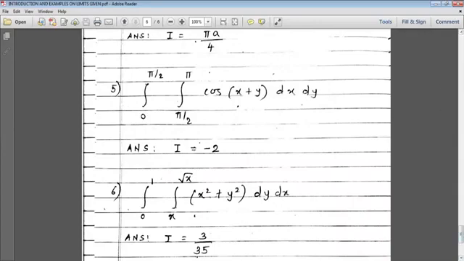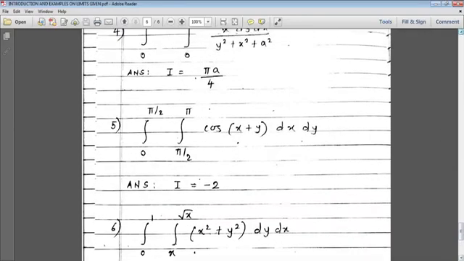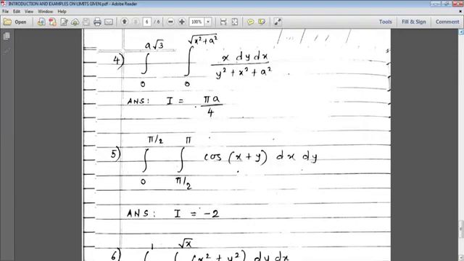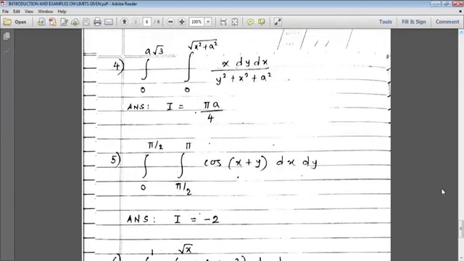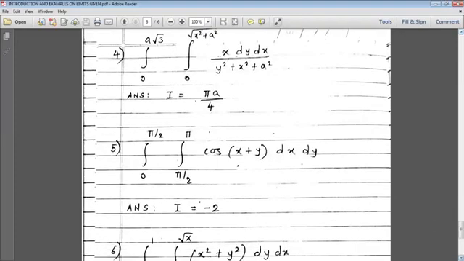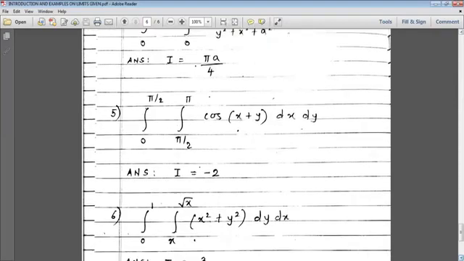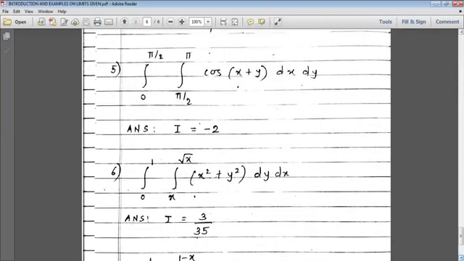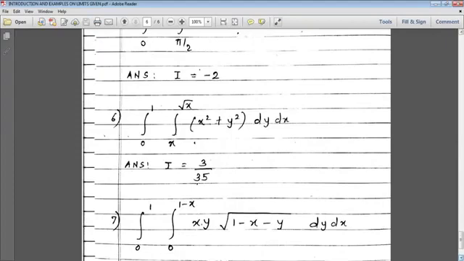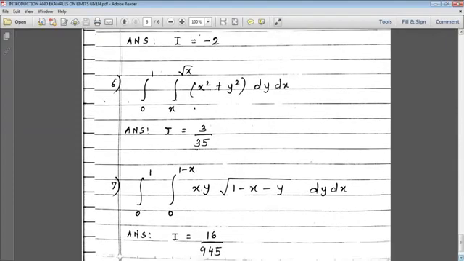Now we come to the assignment questions. Question numbers 4, 5, 6 and 7 are the assignment questions.